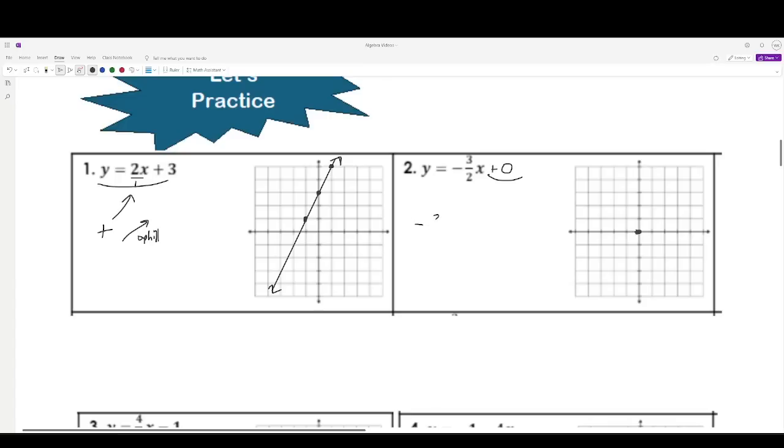This says -3 over 2 with the negative in front. We need to know that that's the same thing as -3 over 2. So my rise is -3. I go down 3 spaces. My run is 2. I go to the right 2. And here's my point. If I want to add another one the other direction, I can go up and left. Again, the important thing here is that this slope is negative, so it's downhill.